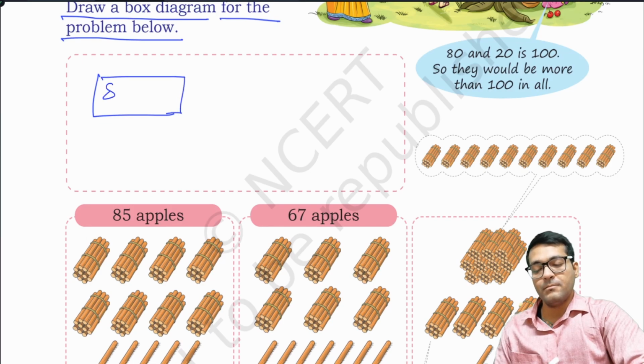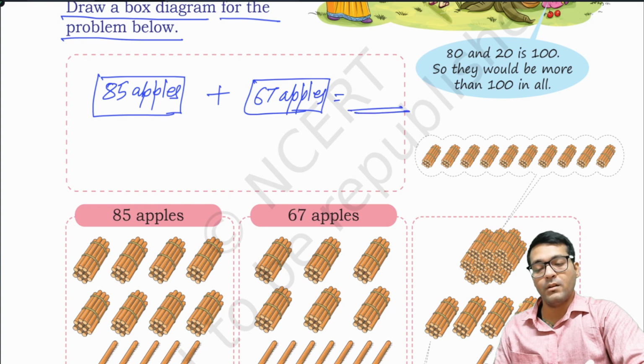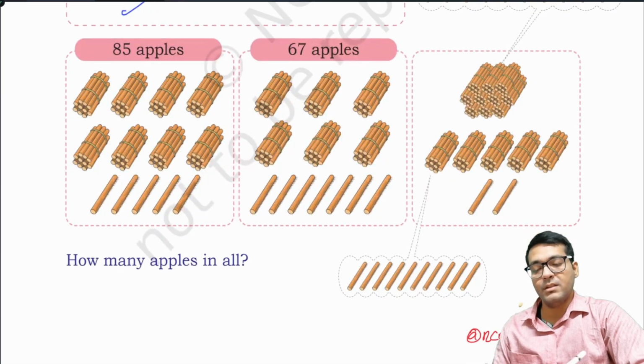85 apples of Nandini's and 67 apples of Chirag. That means how much it will become after adding. Hint, 80 and 20 is 100. So there would be more than 100 in all. This is the box diagram. Let's do it using bundles and sticks.